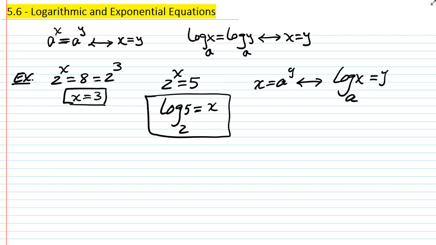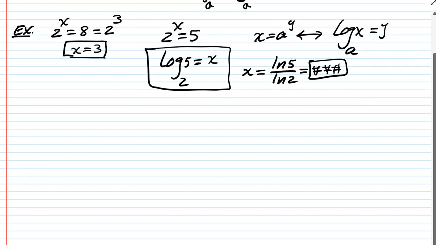Now, if I want to approximate this, let's say, get a number out of this, I can always use my calculator. Using change of base, I can go ln of 5 over ln of 2 equals some kind of number here, right? Round it to 2, 3, 4, whatever decimals we need to. So that would be the second type of exponential equations. Okay? So let's take a look at another exponential equation.